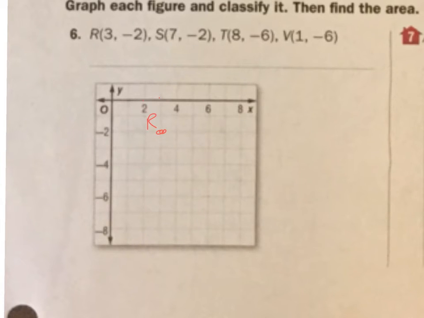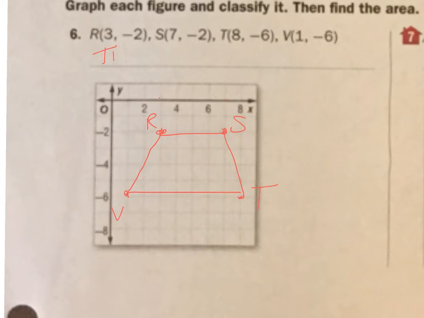And then we have 7 all the way here, and negative 2. That is S. Then we have 8 and negative 6 all the way right here. That is T. And then V is 1 and negative 6. That's right here. We'll call that V. Now we're going to connect these dots, and we want to see what shape we have here. And the shape we have is a trapezoid.